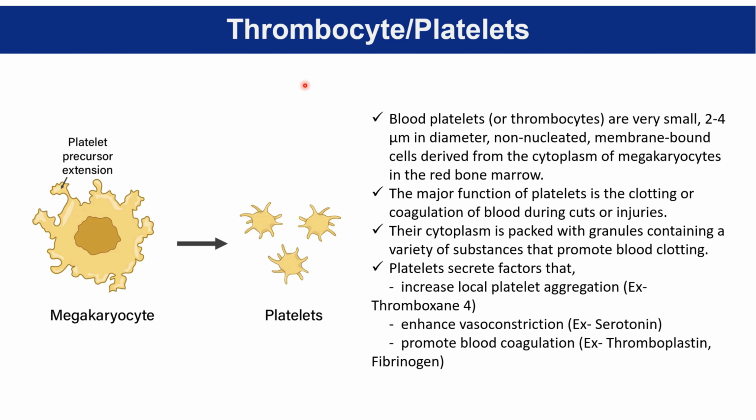So basically, the thrombocytes or platelets are non-nucleated, which means they do not have a nucleus. If you see, they are produced from the megakaryocytes. These are extensions of the megakaryocytes, which later form the platelets. They do not have any nucleus, which means they cannot divide. Their cytoplasm is packed with granules that contain a variety of substances, and that basically promotes blood clotting. So they are cells that are involved in the clotting of the blood.